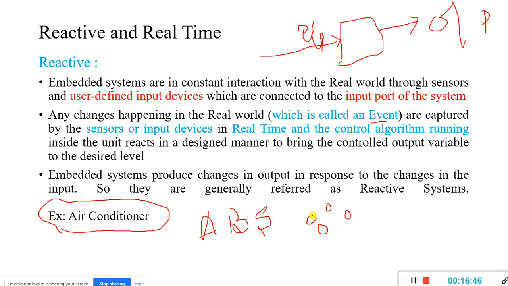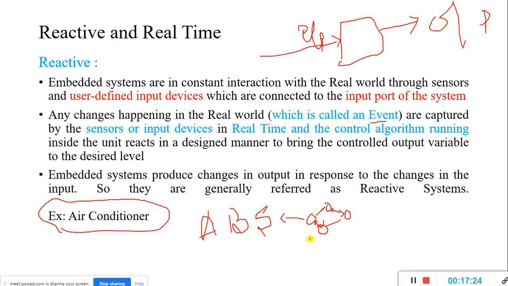The moment the wheels stop rotating, what happens to the vehicle? All four wheels are interconnected, and if they are not rotating while the vehicle is at high speed, suddenly it starts skidding. In such cases, what happens? The sensor will send this signal to the hardware, the microcontroller. Applying the brake is nothing but pushing the oil to the individual tires, right?